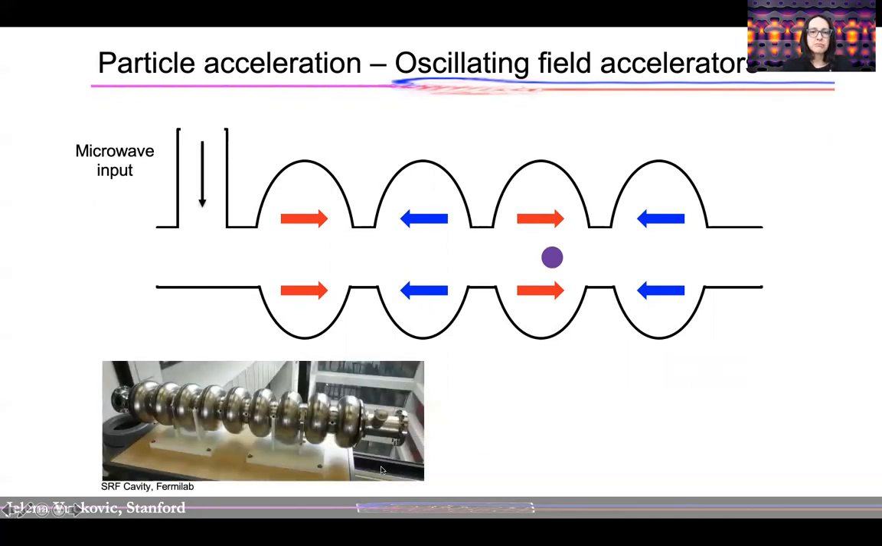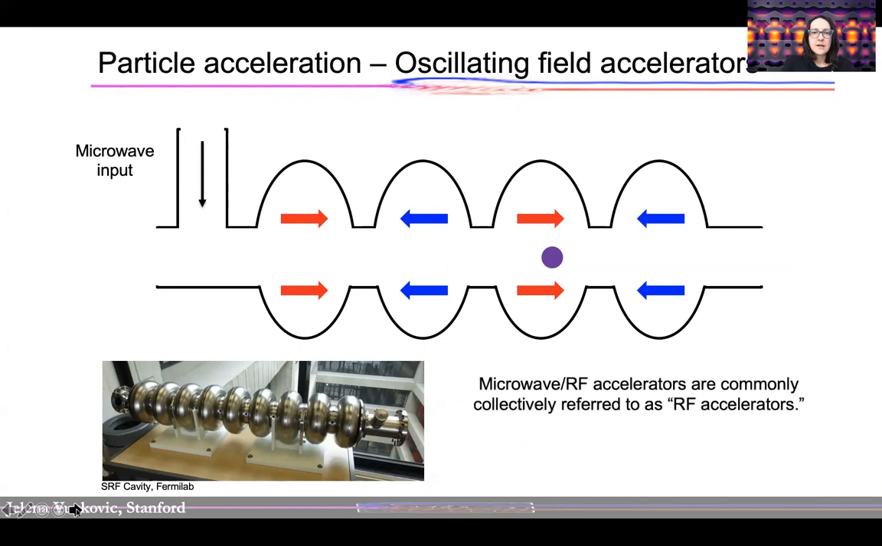And these tabletop accelerators that would, for example, be used in medicine would look something like this. These are radio frequency cavities. But of course, in larger scale accelerators, you have to scale and cascade even more of these stages. So the state-of-the-art accelerators rely on microwave or radio frequencies.